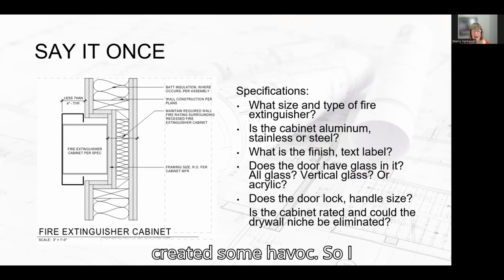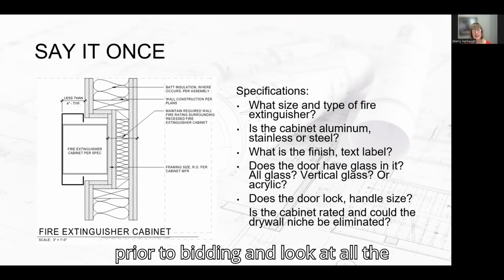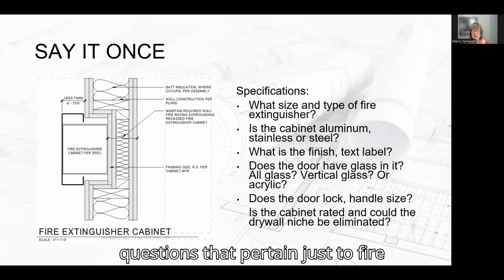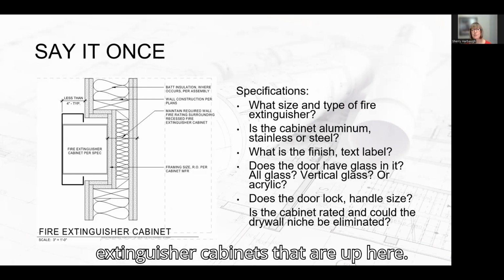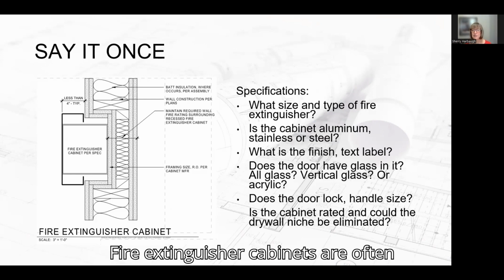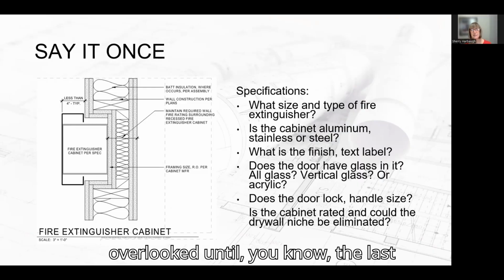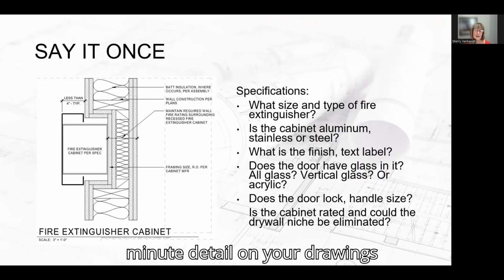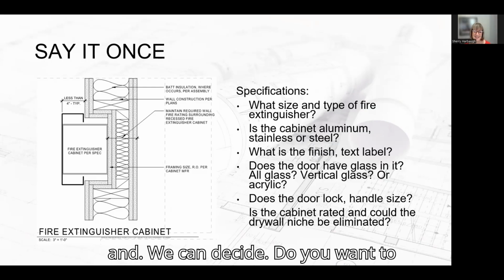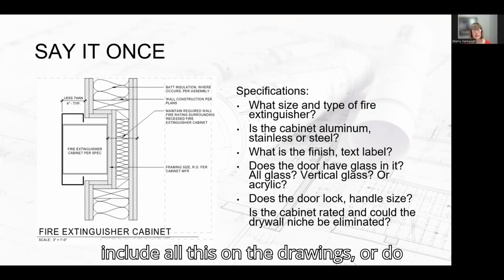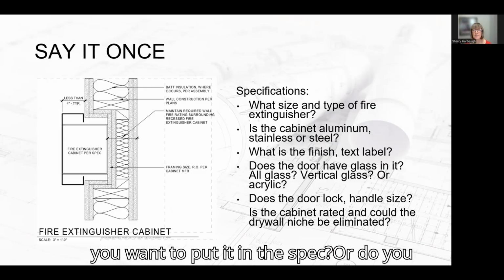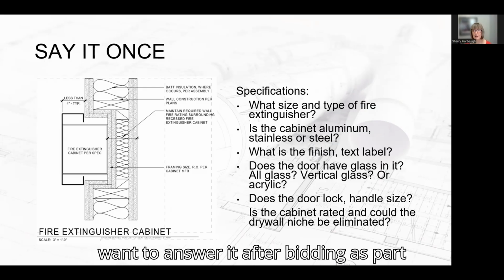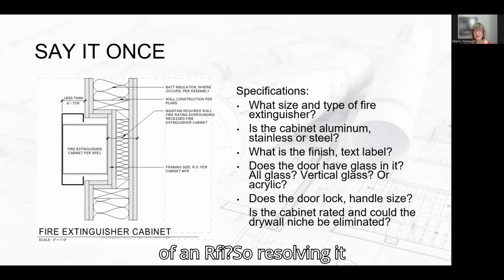So I'll push for resolving questions prior to bidding and look at all the questions that pertain just to fire extinguisher cabinets that are up here. Fire extinguisher cabinets are often overlooked until the last minute detail on your drawings. And we can decide, do you want to include all this on the drawings or do you want to put it in the spec? Or do you want to answer it after bidding as part of an RFI? So resolving it earlier has its benefits as well.